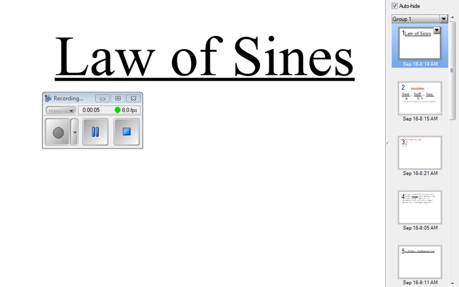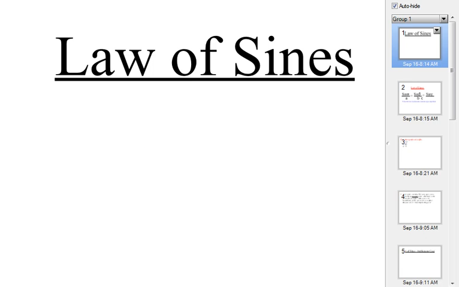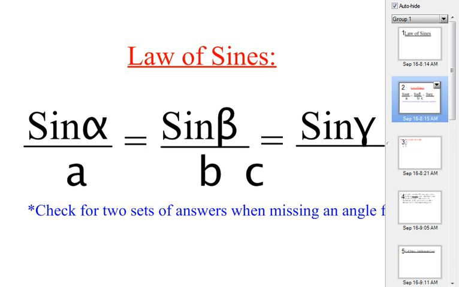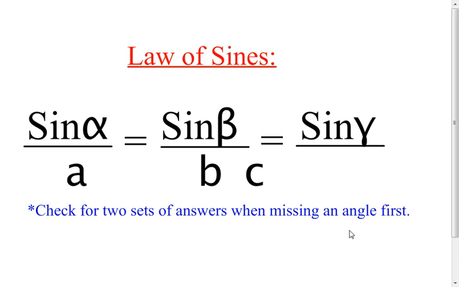All right, we are going to learn about a new formula that I don't think you've done before, and it is called law of sines. It can be used to find missing sides and missing angles on any kind of a triangle. It does not need to be a right triangle. It can be used on any kind of a triangle.